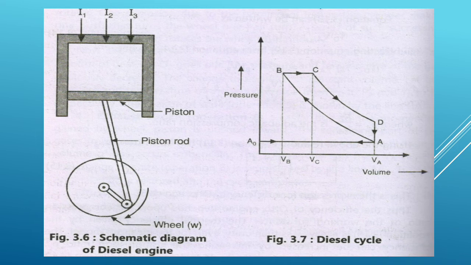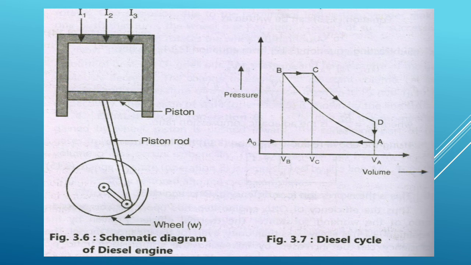Now, in fifth operation, the outlet valve I3 opens and a part of the gas along with an amount of heat Q2 goes out. The pressure and the temperature of the gas obviously decrease, and the change takes place isochorically. That means volume remains constant. Pressure and the temperature of the gas decrease from PD to PA and TD to TA. Now this change is represented by the line DA.